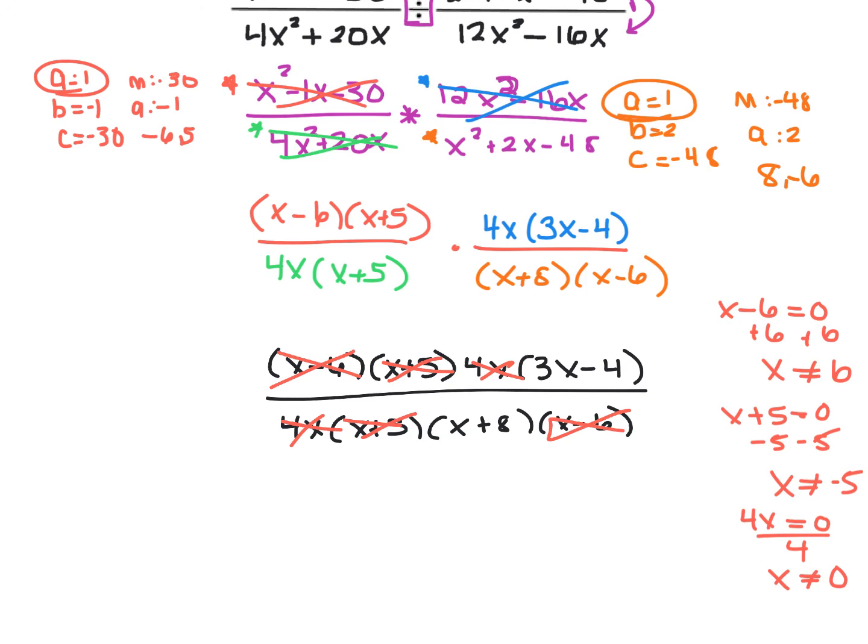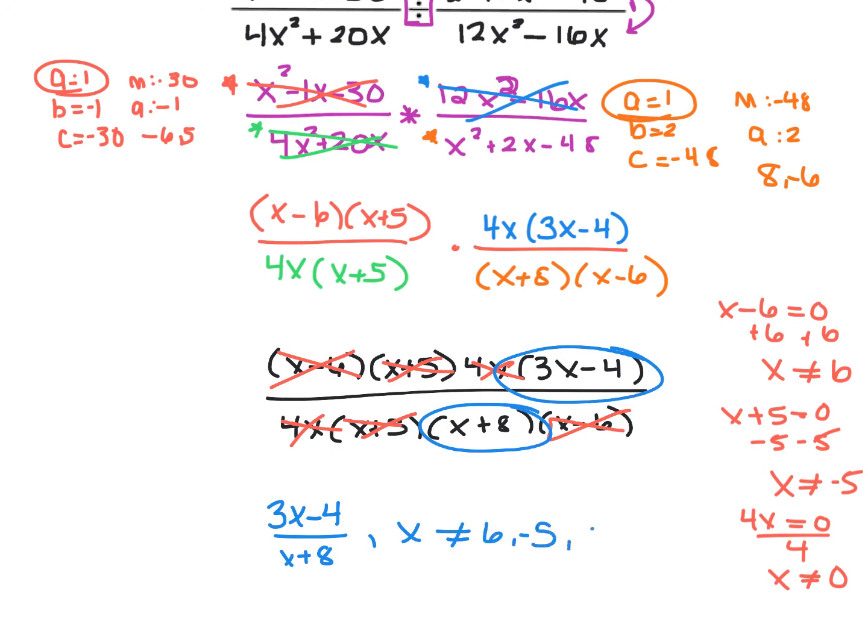So here, what I'm left with as my final answer is I have 3x minus 4 in my numerator. I have x plus 8 in my denominator. And then I note x cannot equal 6, negative 5, or 0.